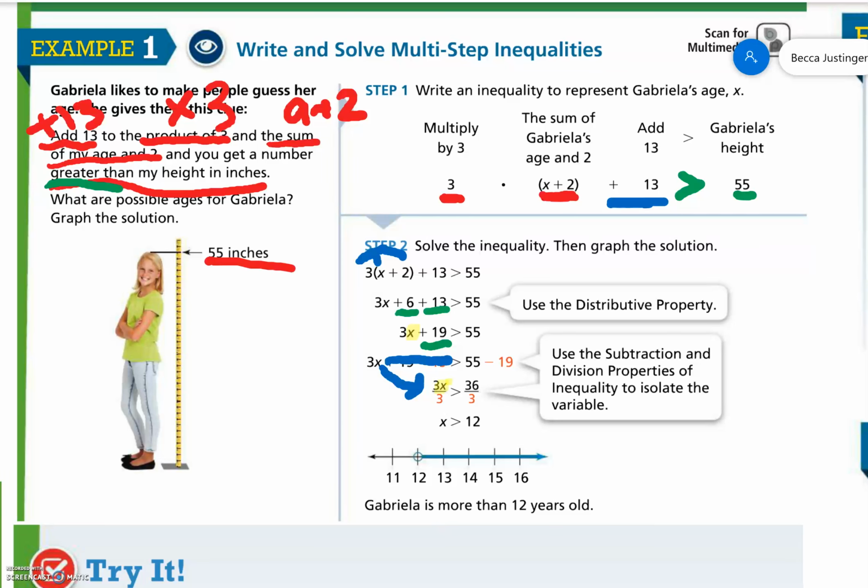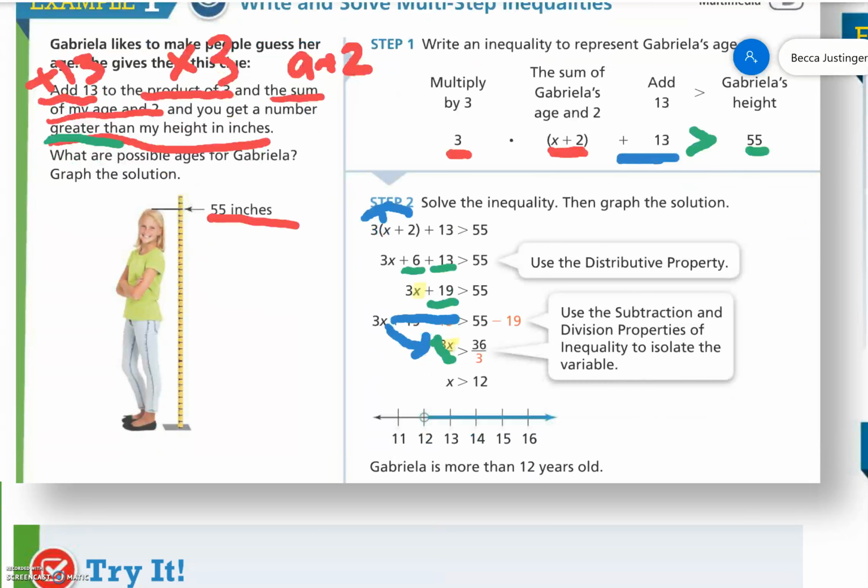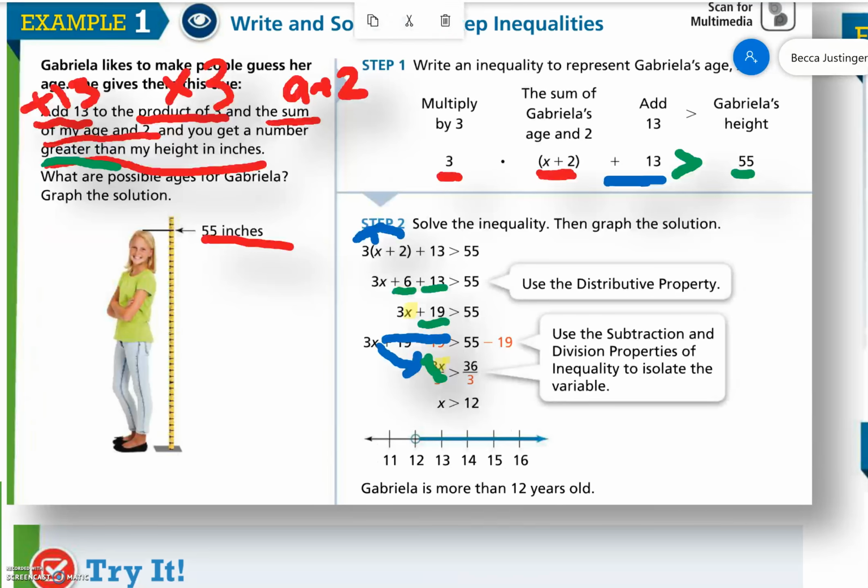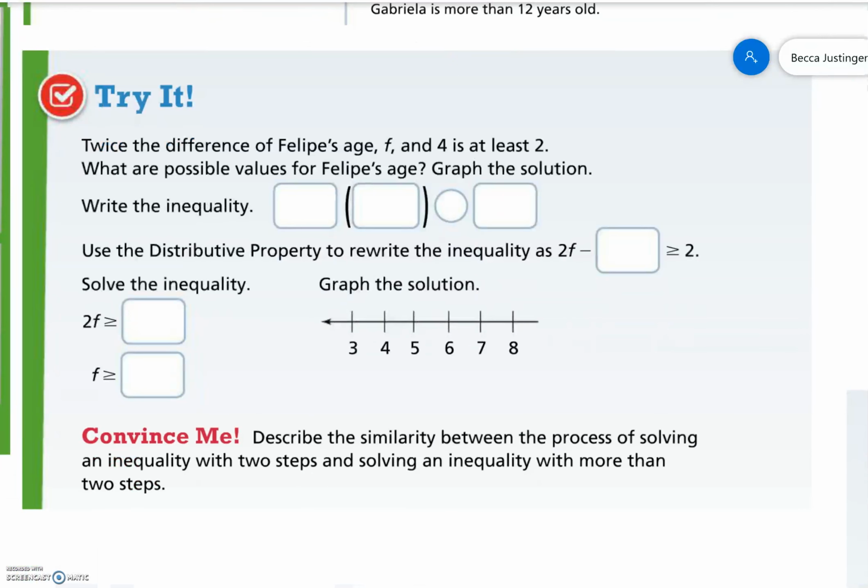Still trying to solve for x, so we're going to divide by 3 on both sides. Cancels out on the left, and x is greater than 12. So she could not be equal to 12, only greater, so we leave an open circle at 12 and draw our arrow to the right. So Gabriella is more than 12 years old.